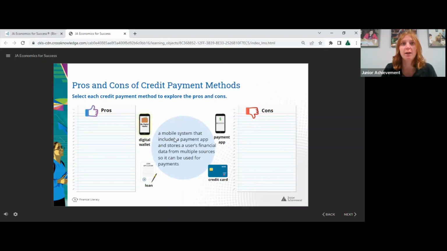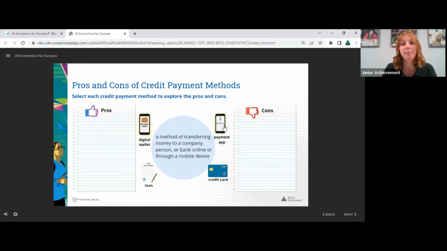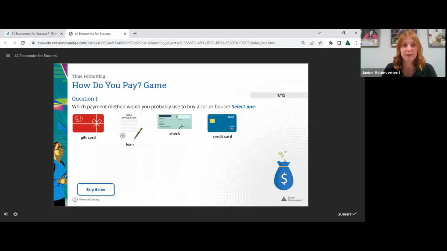Click on the digital wallet. Again, the definition pops in the middle. Then we're going to talk about all the pros and all the cons about using a digital wallet. We're going to do the same with payment app, loan, and credit card. Then we're going to talk about some credit payment methods. Then we are going to play the How Do You Pay game.